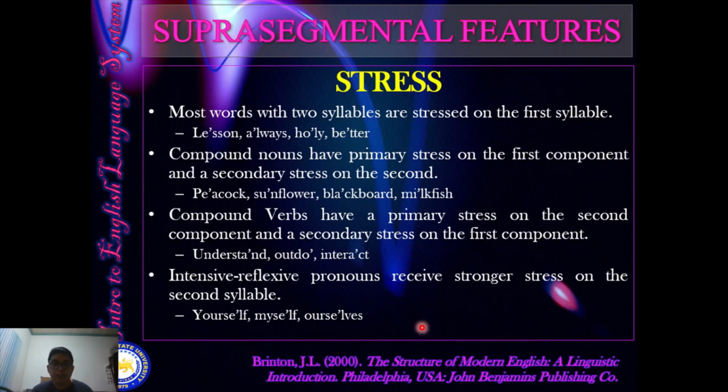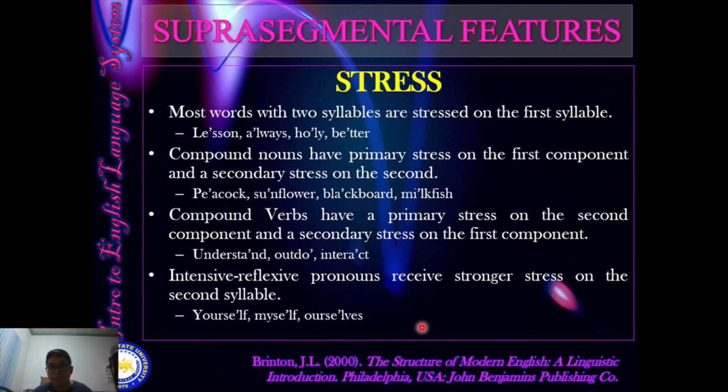Compound verbs have a primary stress on the second component and a secondary stress on the first component. Now, if you look into this, you would now understand. Outdo, interact. Okay? Now, it's on the second component. Again, secondary stress on the first component. Understand, outdo, interact. Okay? Now, finally, your intensive reflexive pronouns receive stronger stress on the second syllable. Yourself, myself, ourselves, right? And again, class, this wouldn't be possible to describe without the phonetic environments at hand.